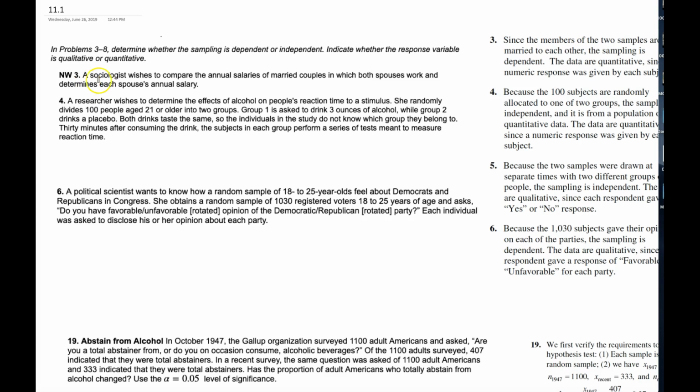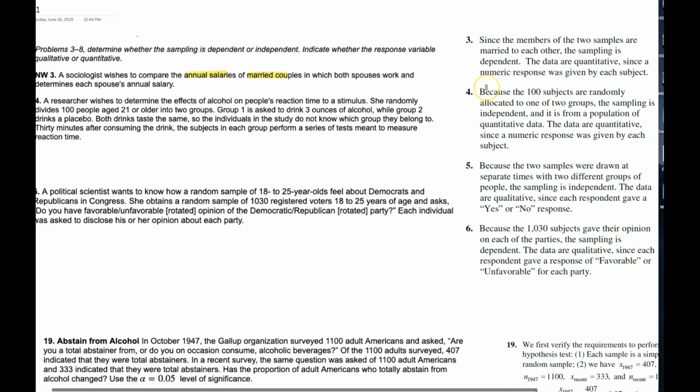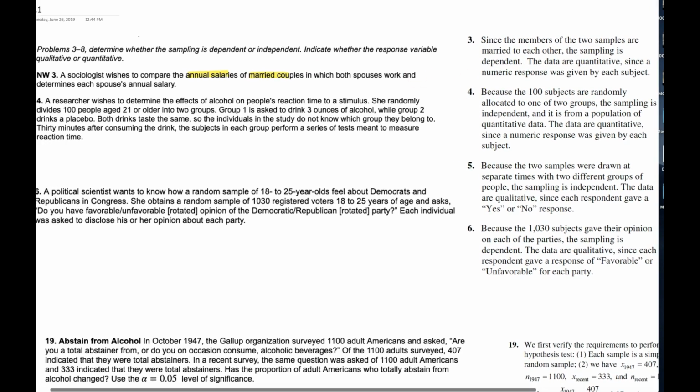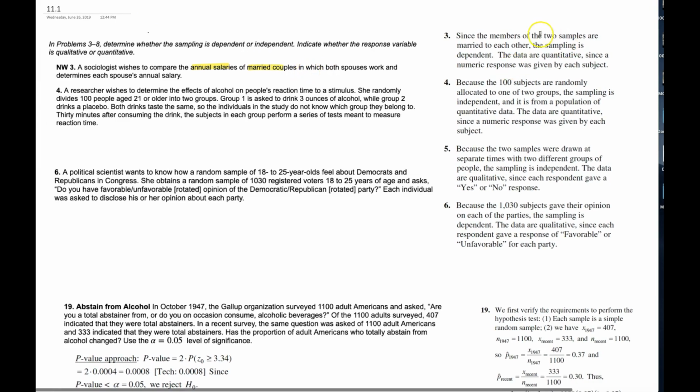So in the first one, we can see they want to compare salaries of married couples. And the only way you can compare those salaries is, again, because those couples are married, they're connected. The sample data from one has to be dependent on the other because you're comparing those two. So that would be dependent sampling.